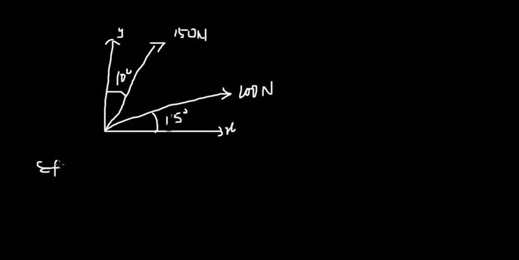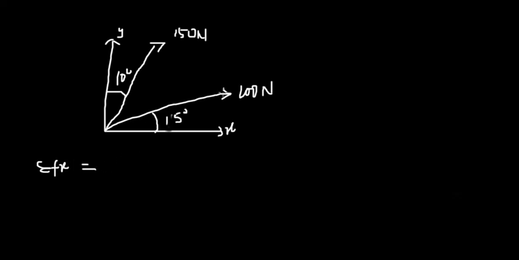Let's say we have the x and y axis, and then this is a force, this is another force. We have this 150 newtons, and this 100 newtons. We have an angle of 15 degrees over here, and then we have 10 degrees over here. Note that these are positive x and positive y. So we have to resolve the force along the x and y. Now let's see how we go about that.